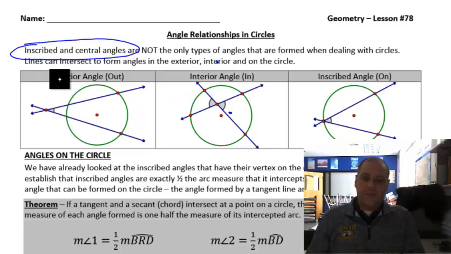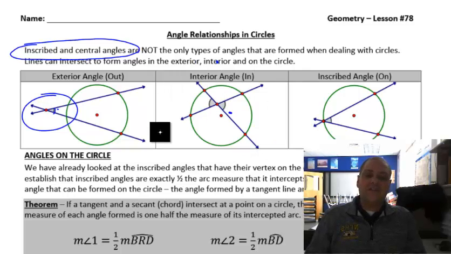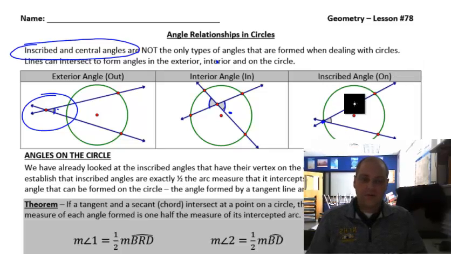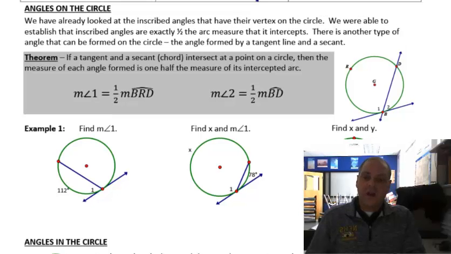So here are three examples. Here is intersection outside the circle, exterior. See how these are two secants, and they intersect outside the circle, and they form that angle right there. Here are two secants intersecting in the circle, and they form angles right here. And then the inscribed angle, we already know that's on the circle. One goes that way, one goes that way, but they intersect right on the circle. So different types of intersections. We're going to start with angles on the circle, then go in the circle, then go outside the circle.